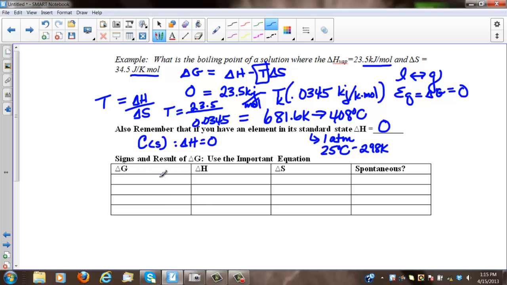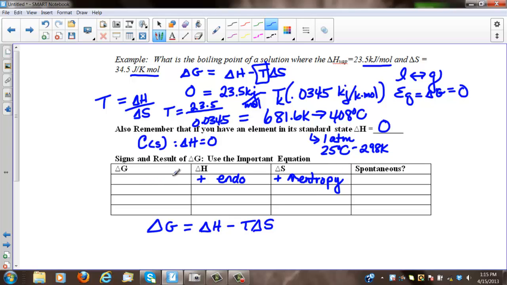All right, let's look at what happens. We're going to see how the different signs of delta H and delta S affect delta G and whether or not a system is going to be spontaneous. And we're always going to refer back to delta G equals delta H minus T delta S. Whenever you get stuck, you can always put values into this equation. So let's look at this first one. If I have a positive delta H, it means it's endothermic, and if I have a positive delta S, that means I'm increasing entropy.